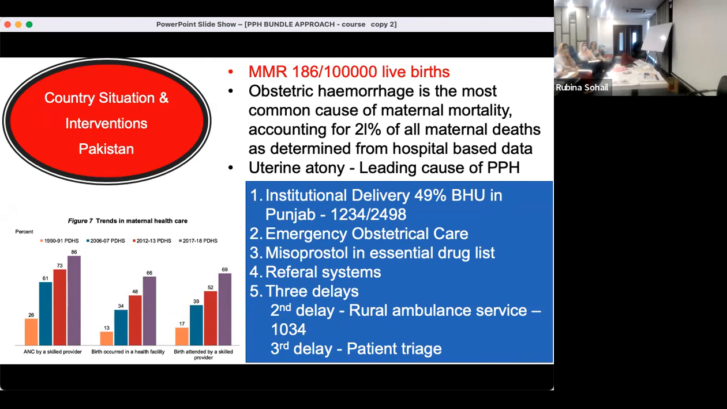And tackling the third delay is the creation of patient triage. Aur yahan hame bhi patient triage ka board lagana chahiye. So patient triage basically means that you divide your patients into green, red, and yellow categories. Green category, aur aram se baith sakti hai, she can wait for an hour or 2 hours, no problem.